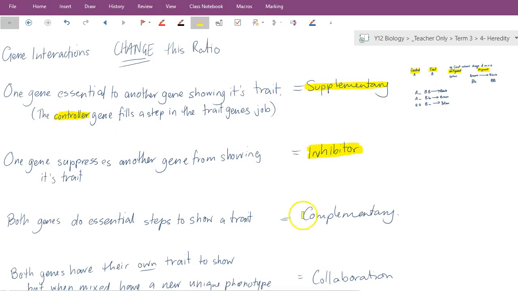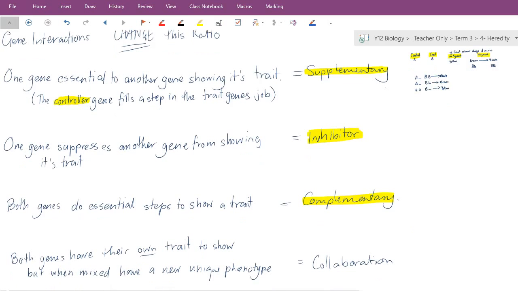Then we went and looked at complementary. This is where you need both genes to come together and both of them have the steps in the process to make a trait. Both of them have to contribute part of the recipe. And without both of them present, you get no trait at all. Okay, that's called complementary. And the last one, which is a little bit different, is called collaboration, where both genes have their own trait that they show. But when you mix them, it comes up with an entirely new trait altogether. That's called collaboration.